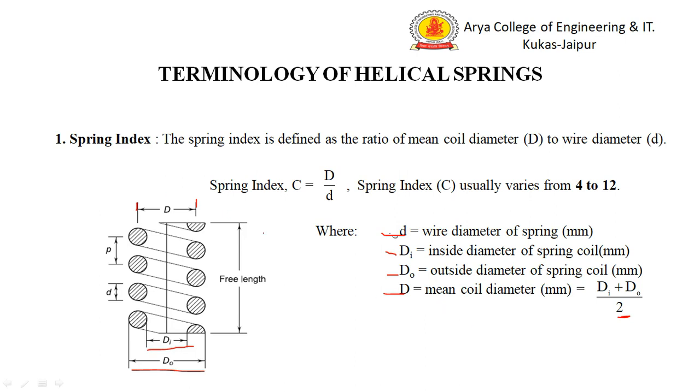The first parameter is the spring index. The spring index is defined as the ratio of the mean coil diameter, that is capital D, to the wire diameter, small d. So, the spring index, capital C, is equal to capital D divided by small d. Its value generally varies from 4 to 12.